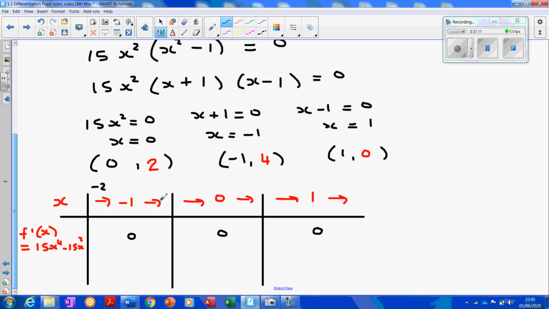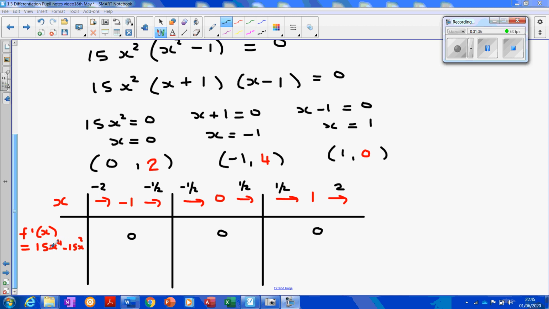A value less than -1: -2. A value between -1 and 0, I'm forced into using -1/2 again. And here, between 0 and 1, I'm forced into using 1/2. And for greater than 1, I'd have to go with 2. Right, so we need to sub these in.